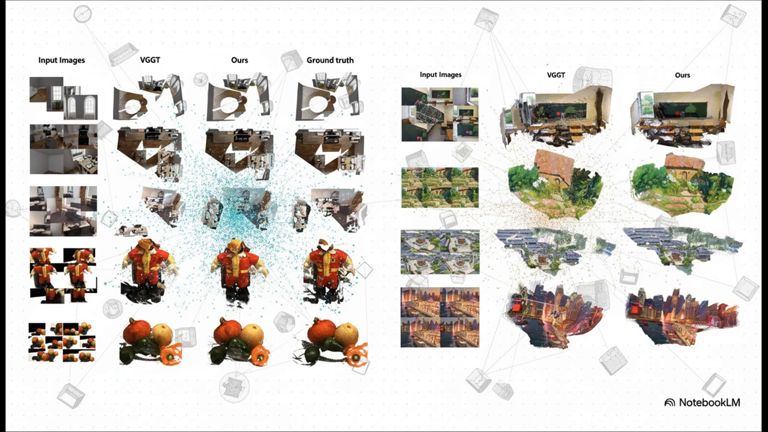And again, the numbers are one thing, but your eyes don't lie. Just compare the middle column, which is a really strong competitor, to the World Mirror results on the right. You can just see it. The point clouds are denser, they're more complete, and they just make more geometric sense. It's capturing the fine details and the structure of the rooms with so much more fidelity.